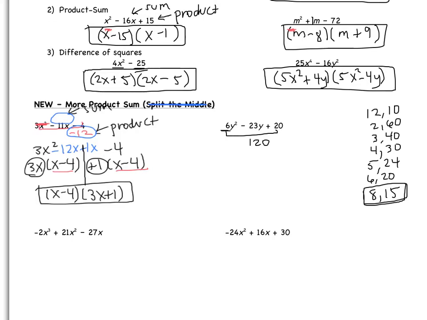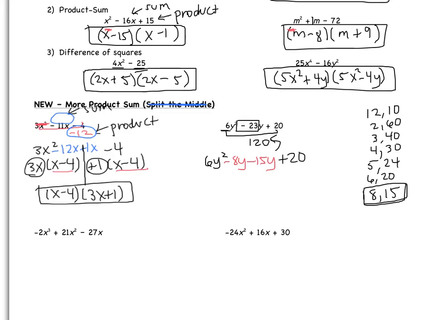So remember that this is called split the middle because I want to rewrite my middle term. I'm going to keep my 6y squared, and I'm going to keep my positive 20, but the negative 23y becomes negative 8y, subtract 15y. Now negative 8 and negative 15 multiplies to be 120, so that's good, and they add to be negative 23, so that's good also.